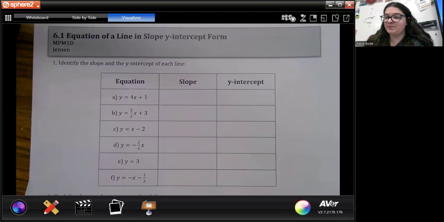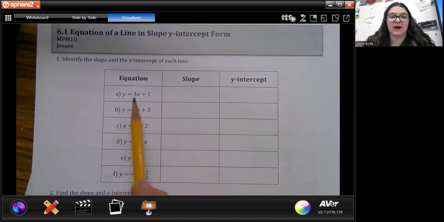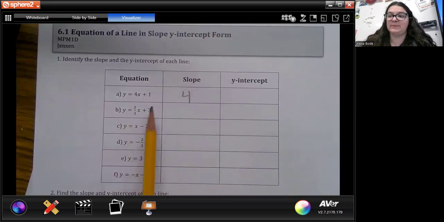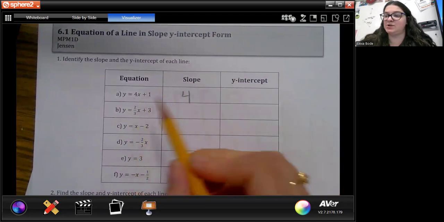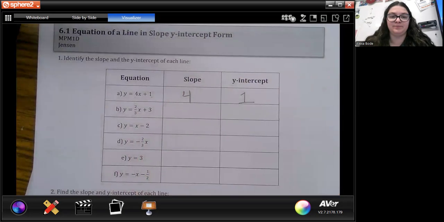So the first part of this, it gives you these equations. You just need to tell me what the slope is and what the y-intercept is for the equations. Remember, whatever number is next to x, that is my slope. Whatever number is being added or subtracted on at the end is my y-intercept. So if it's a +1, that means +1 is my y-intercept.